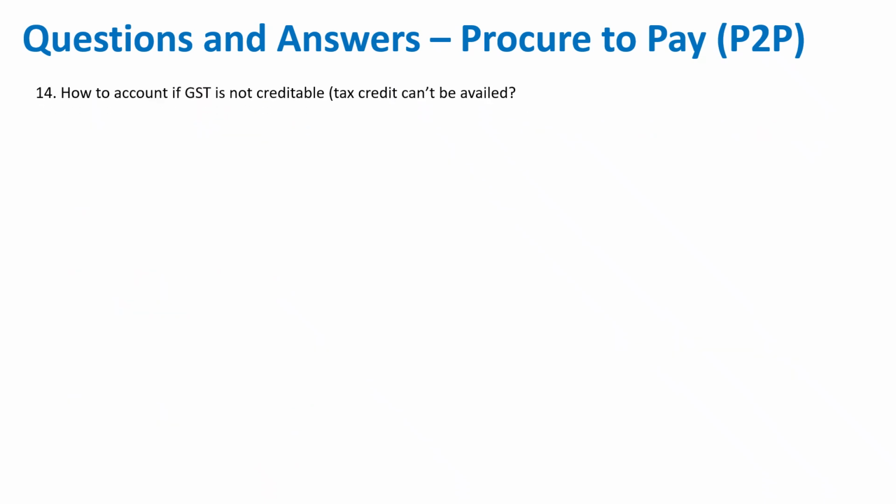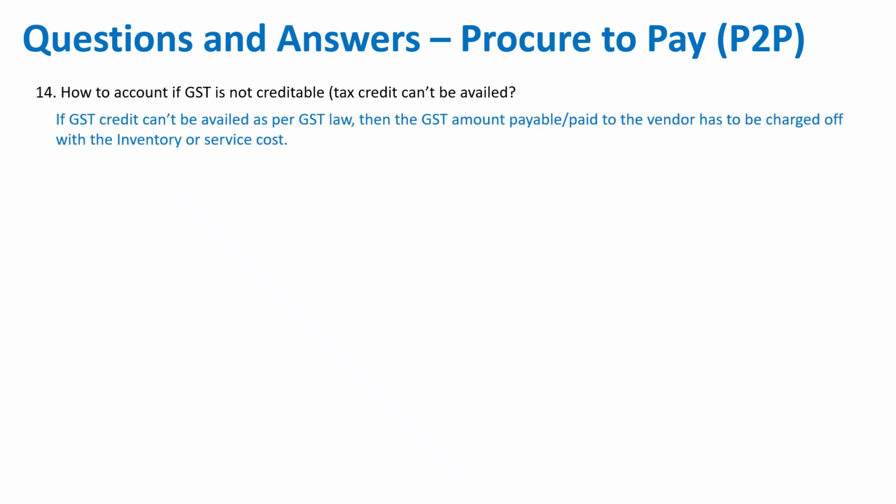Question number 14. How to account if GST is not creditable? Tax credit can't be availed. So I explained you in the previous slide. If GST credit can't be availed as per GST law, then the GST amount payable paid to the vendor has to be charged off with the inventory or service cost.